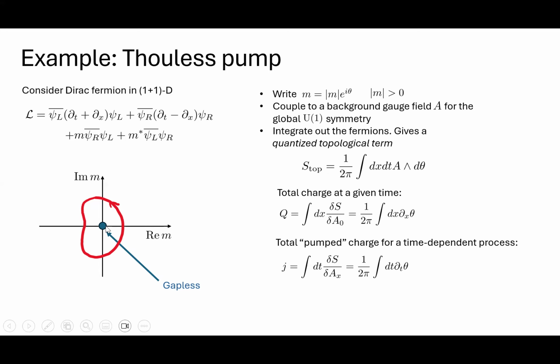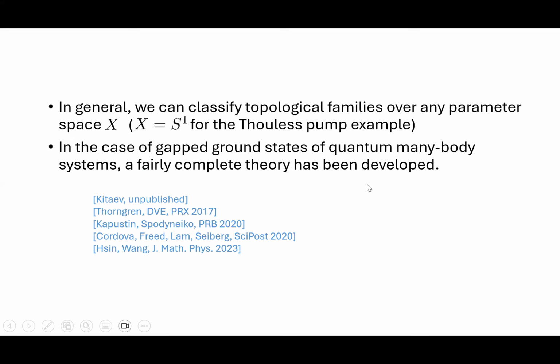Right. So yeah, this gapless, yeah. And so this is one example. There's a pretty general theory that's being developed for these topological families. And you can do it over any parameter space. So like in the Thouless pump, we just did it over a circle, but you can do any parameter space X.